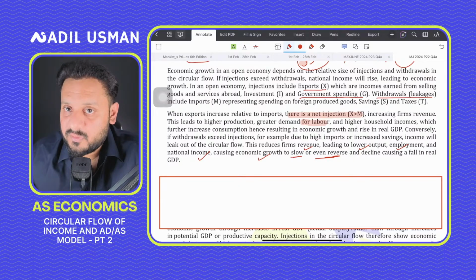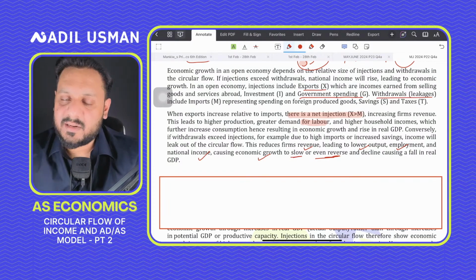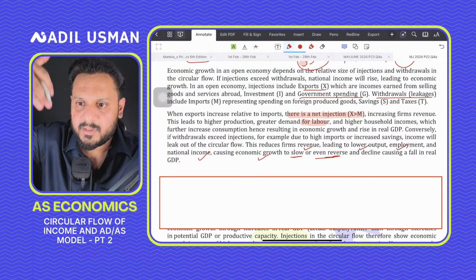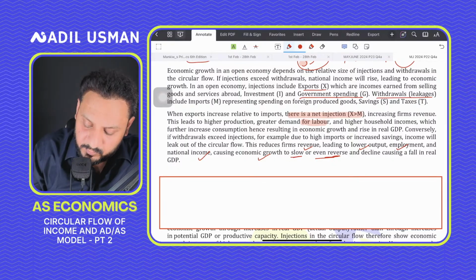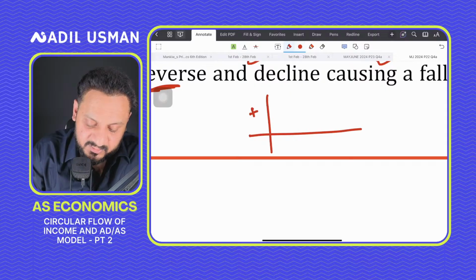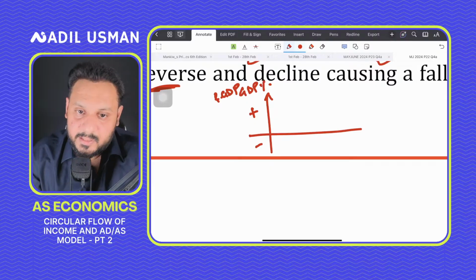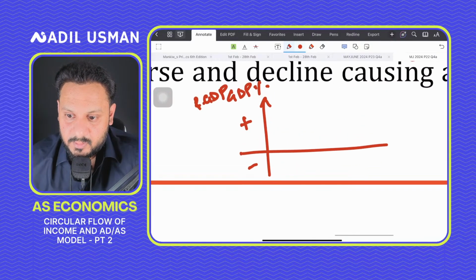So economic growth slows down. There's a depressing effect on economic growth, or it reverses. Reverses means that it actually reduces. The economic growth goes negative. So if, let's say, this is a time series graph, and this is positive growth, this is GDP percentage, real GDP percentage. This is real GDP measured in percentage terms.